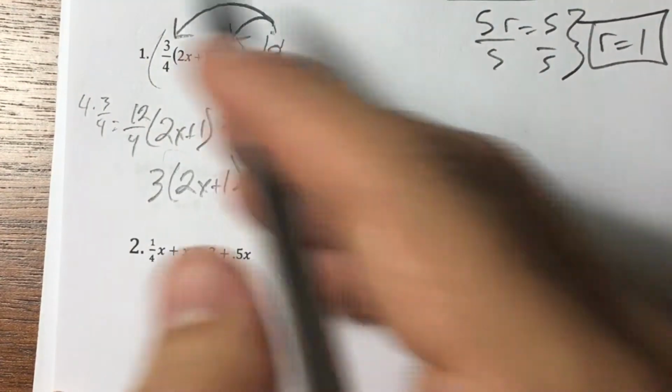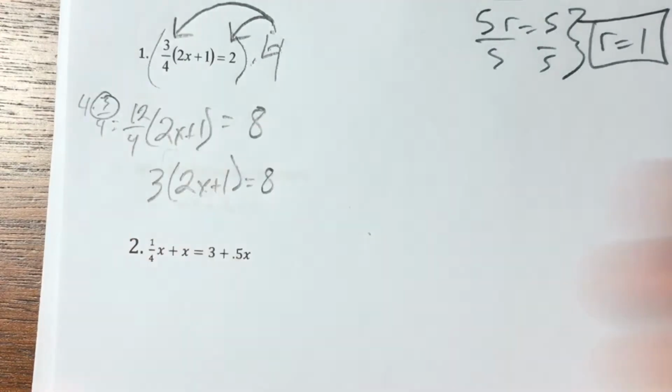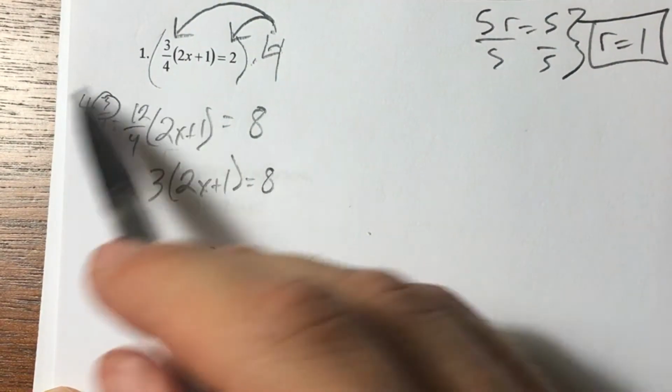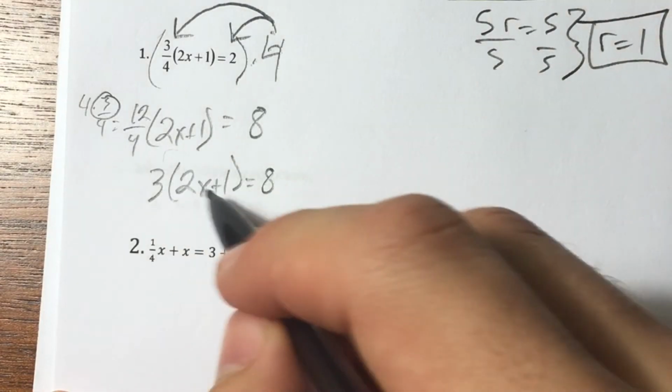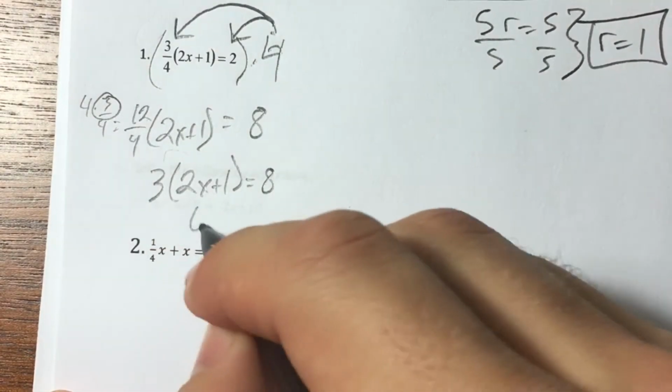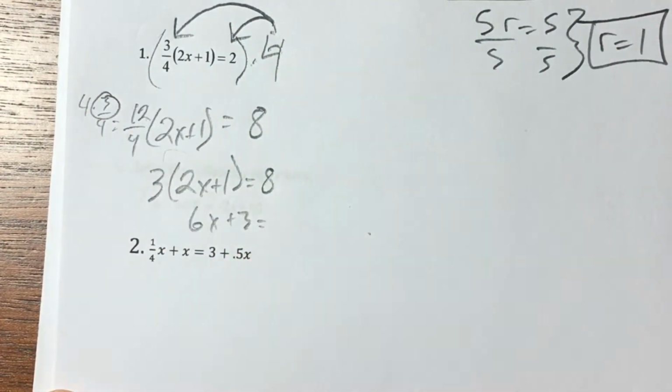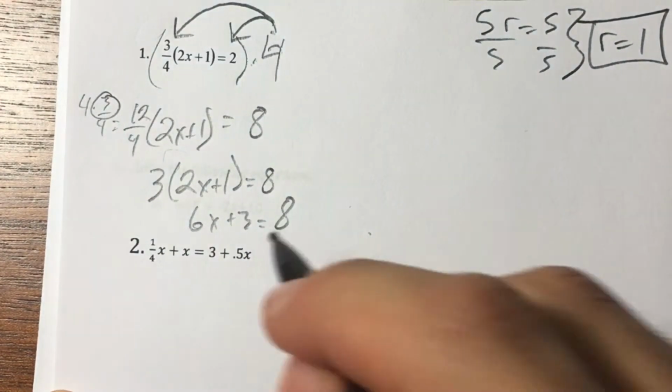Now we can just distribute over here. Notice how the numerator stayed. This whole fraction itself didn't go away, just the denominator. But we know how to distribute, so this would give us 6x plus 3 equals 8.